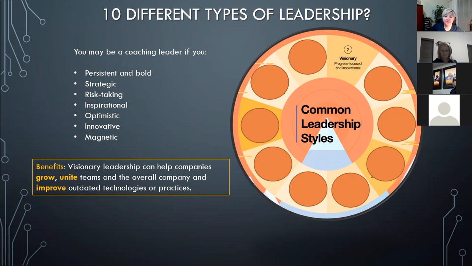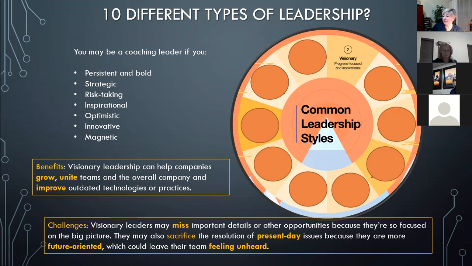Now, the challenge that a visionary leader suffers is that they may miss important details or other opportunities because they're focused on the big picture. And that's quite interesting, because I realized that the other day, when a young intern in our offices did a spider diagram. I realized that I was doing a lot of the big picture stuff and would overlook the little things that needed to be done on a daily basis. Thank goodness for my team, they were doing the little things while I was overlooking them.